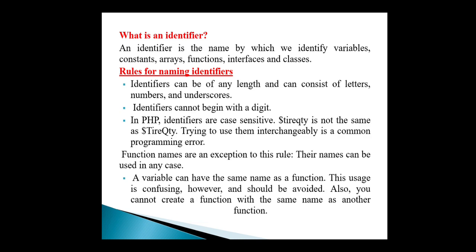An identifier is the name by which we identify the variable, constant, arrays, functions, interfaces and the classes. Rules for naming the identifiers: identifiers can be of any length and can consist of letters, numbers and underscores. You have studied identifiers in other programming languages, even C#. The same points you can write here. Identifier cannot begin with a digit.